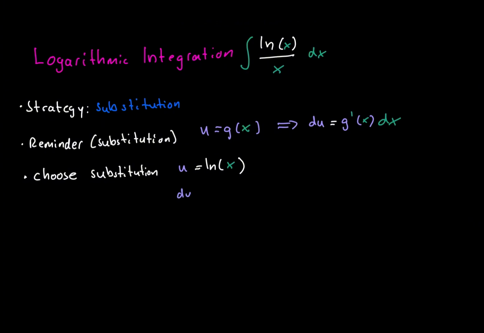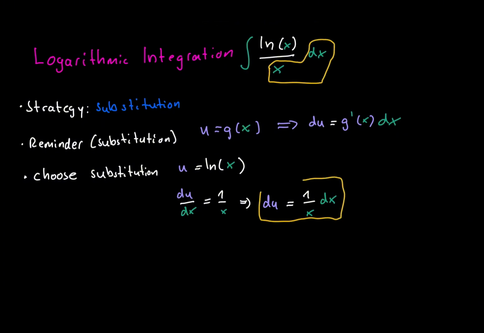Now differentiate. The derivative of natural log of x is 1 over x. So du is 1 over x dx. That is perfect, because 1 over x dx is already sitting in the integral.